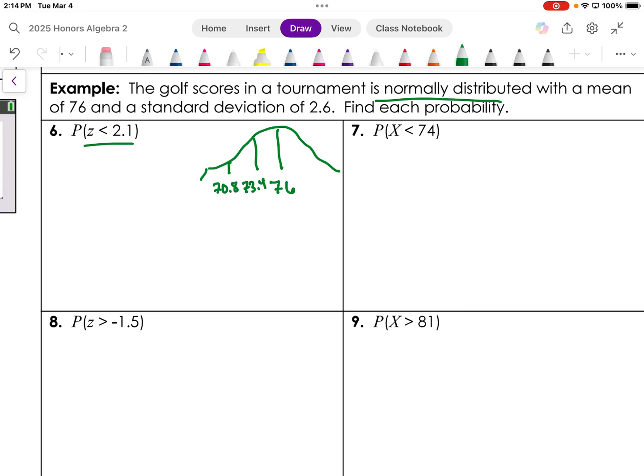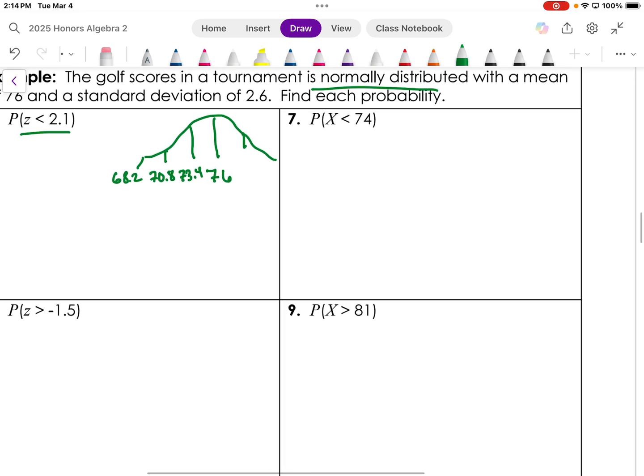And then we subtract it again, and that gives me 68.2. And then on this other side, you would have went through and added, and you would say, okay, let me add to 2.8 and get 78.6. And then I would have gotten 81.2. And then the last one would have gotten us like 83.8, something like that.